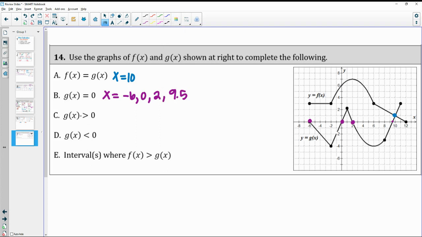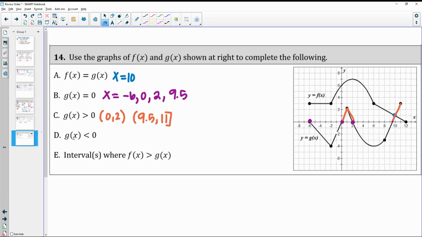Part C asks us, when is that g function above 0? So when is it greater than 0? So it's greater than 0 here, and this is on a whole interval. So it's greater than 0 from 0 to 2. Soft brackets because it's not greater than 0 at 0. It's actually equal to 0. And then here it's also above 0 from 9.5 to 11. And again, not including 9.5, because at 9.5 it's 0, but at 11 it's greater, so that would be included.